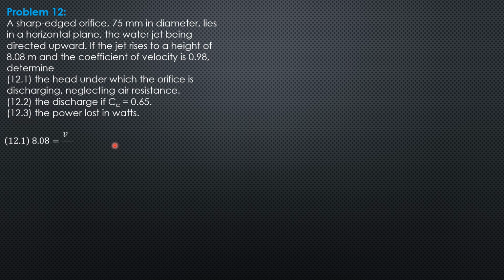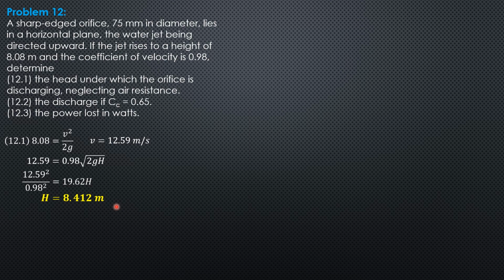So 8.08 equals V square over 2G, or actual velocity head. So V is the square root of 19.62 times 8.08, so 12.59 meters per second. Then 12.59 equals C sub V, 0.98, times square root of 2G times head. So 12.59 square over 0.98 square equals 19.62 times the head. So the head is equal to 8.412 meters.